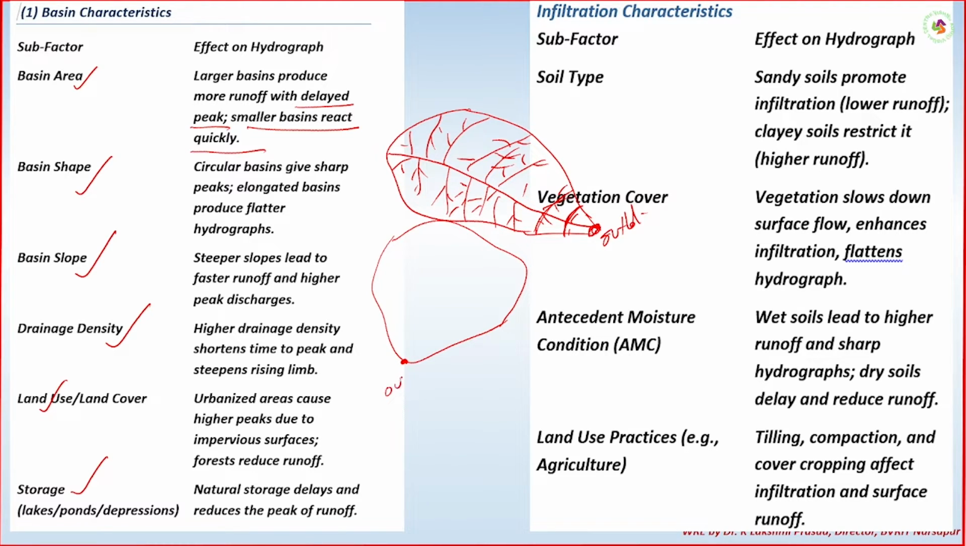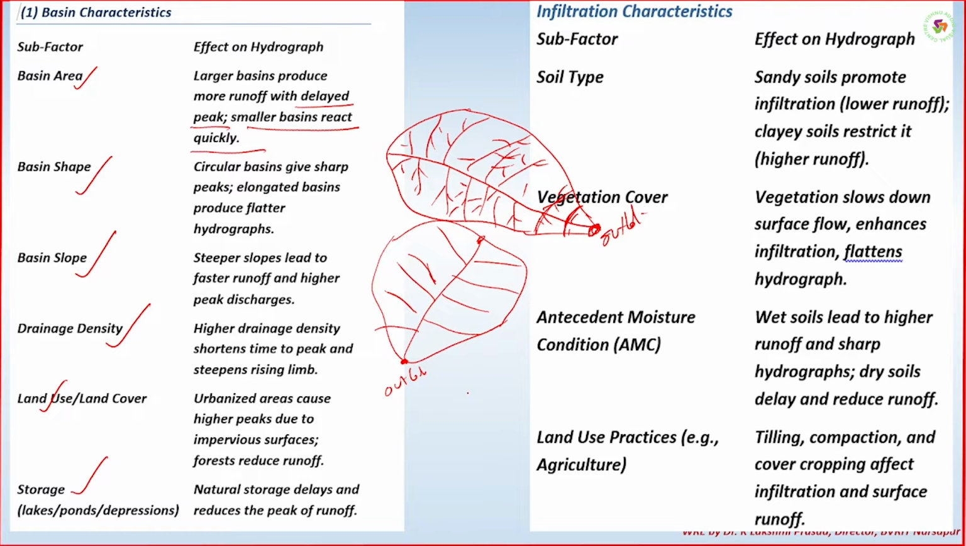Let us take it, right? So this is the stream. Naturally, if I see such types of basins, fan shape means expanded. So more or less, this length is smaller, then this length is smaller, and the entire water reaches here at the same time.